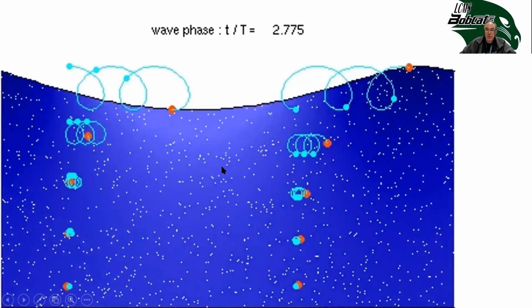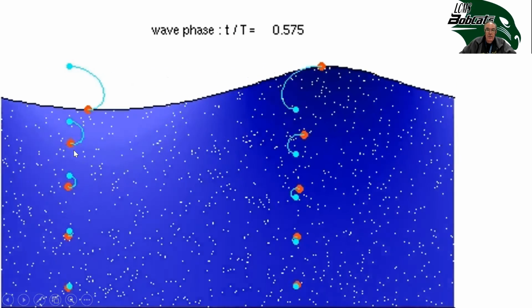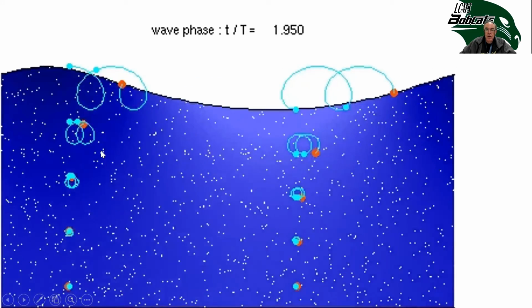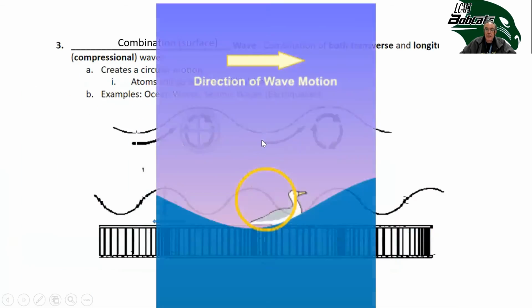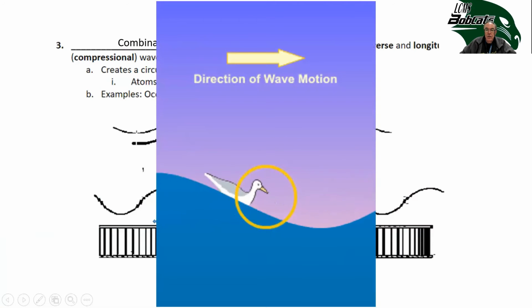And here's a demonstration of how the particles move in these surface waves. Okay, so you look at the particles, or the red dots, they're moving in a circular motion. A lot of times they'll use something like a duck on the water, and he goes in this circular motion.